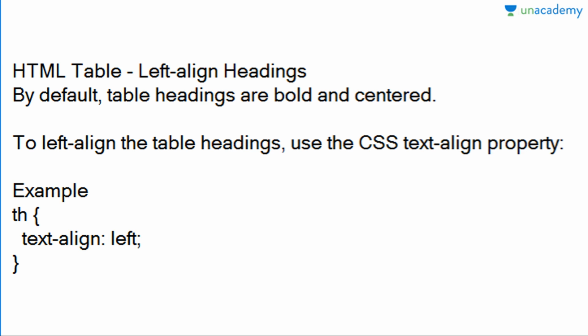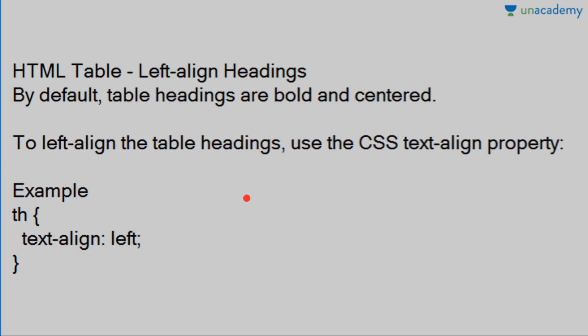You can apply text alignment in the head. For that you need this code, th bracket start text-align left. Using this, your heading will start from the left part of that row or block, and it will move forward. So this is the text alignment. You can also apply it as text-align center, then the heading will be displayed in the center, or you can use text-align right, then the heading will be displayed in the right part.